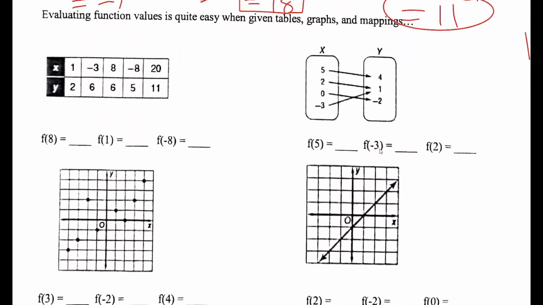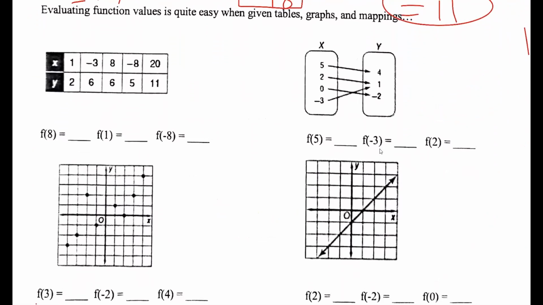For the last few examples, I just wanted to look at some examples of evaluating a function where it's not an equation with variables. Sometimes you can evaluate from a table. So for example, f of 8, remember that's your x value. So you're going to look at your x values and see what you get out. If you plug in 8, you're looking here, and you get 6.